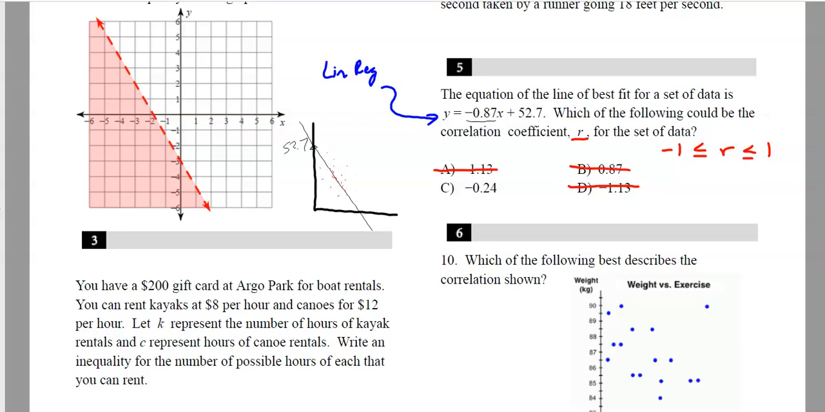So that wipes out this person. So on this problem, that's the only feasible answer. Now, if I would have had another negative between 0 and 1, it would have been an impossible question. There would have been 2 possibilities. So that was just testing, do you really know the boundaries for R?